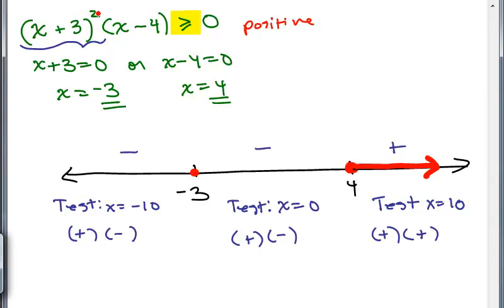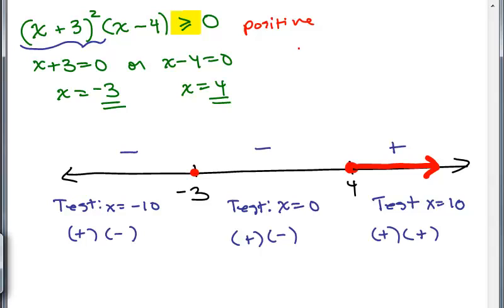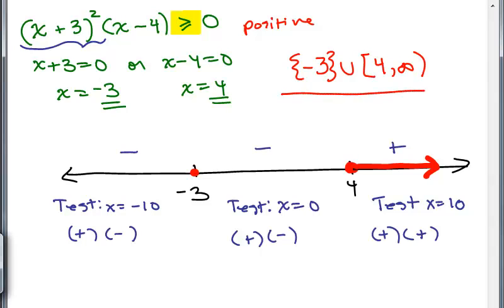All right, so if you have some quantity squared, as long as it's not 0, it will always be positive. That would be true for any even exponent, to the 4th, to the 6th, to the 8th power, etc. All right, if it's cubed, well, not as easy. Okay, so our solution set is going to be exactly the same. We've got negative 3, oops, forgot the 3, union from 4 to infinity.